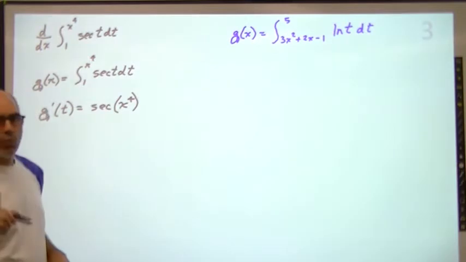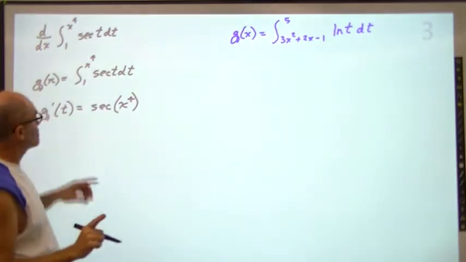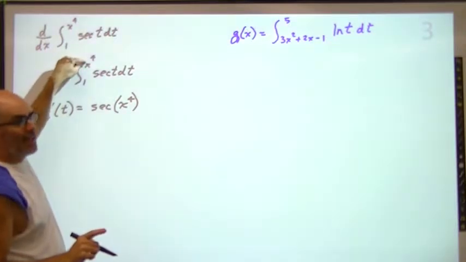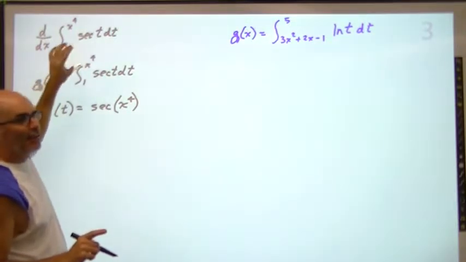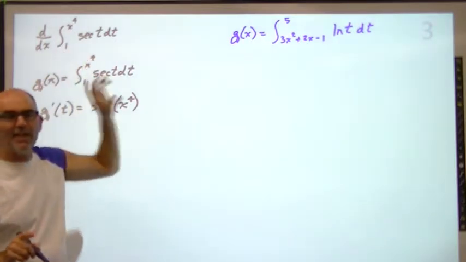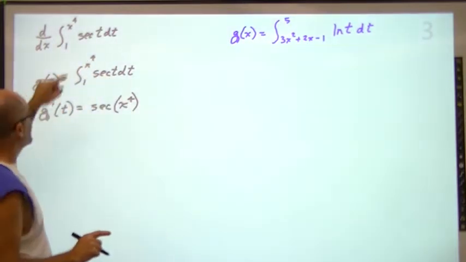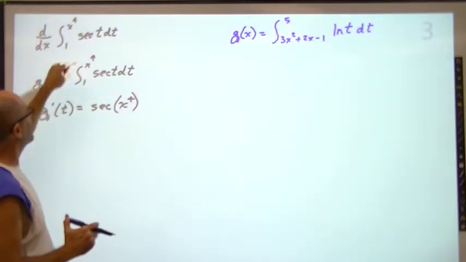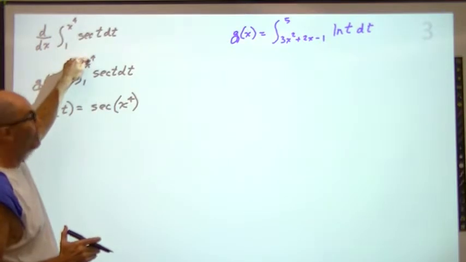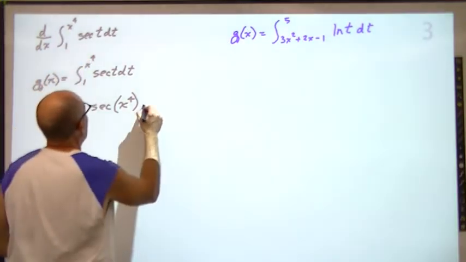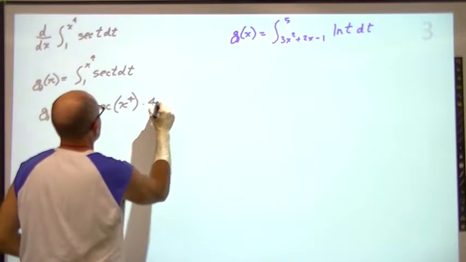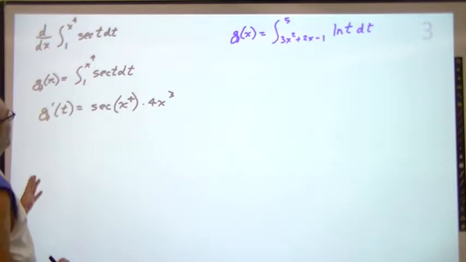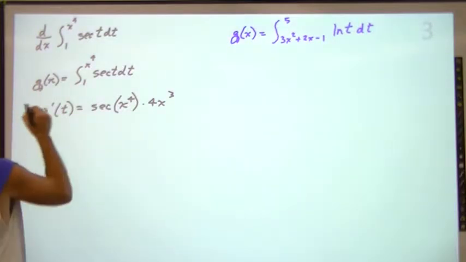Now, there's one other complication here. If the upper limit of integration is a function, then you have the chain rule. See, if this was just x, then I put x in, I'd be done, just like the first two examples. But since it's not just x, it's a function of x, then I have to multiply by 4x cubed. So, that's basically what we're doing here.